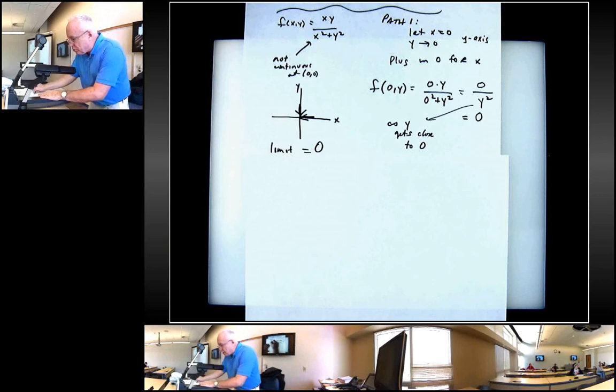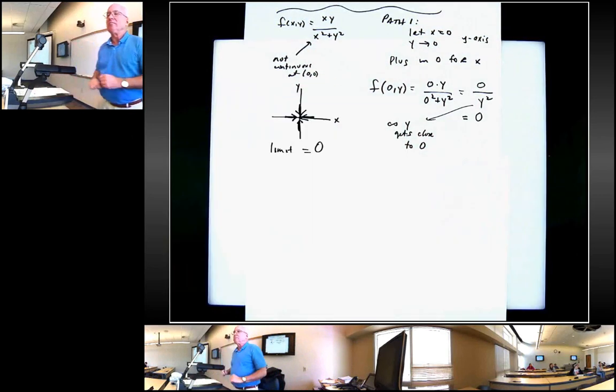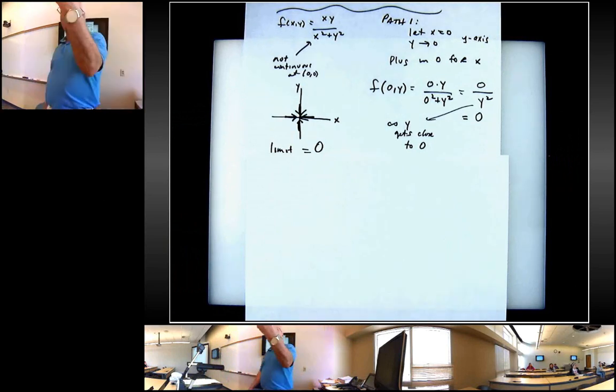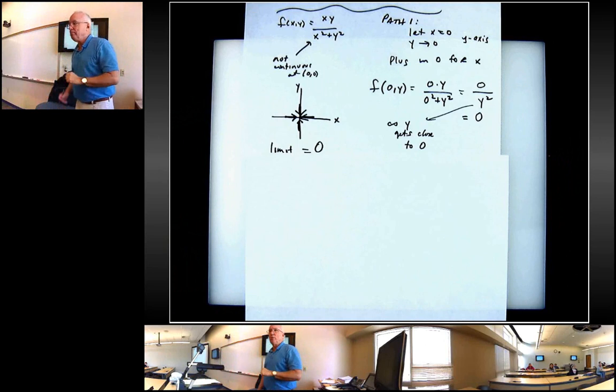Okay. In other words, doing this or doing this. Yeah, it won't change anything, because 0 times anything, positive or negative, is still 0. Okay.